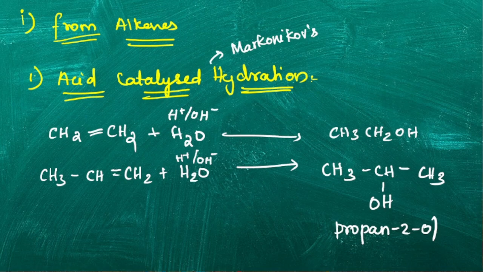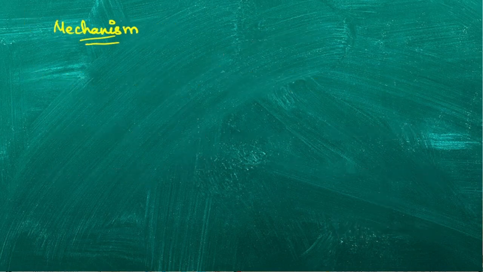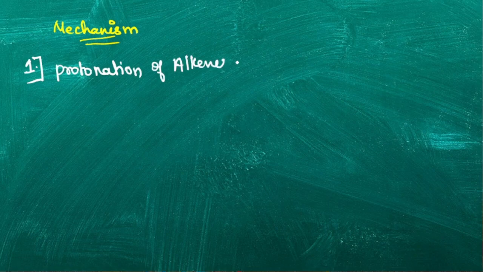Clear? Now, for this you have the mechanism, and understanding this mechanism is very important. The mechanism has 3 steps. Step 1 is protonation of alkene, or formation of carbocation.